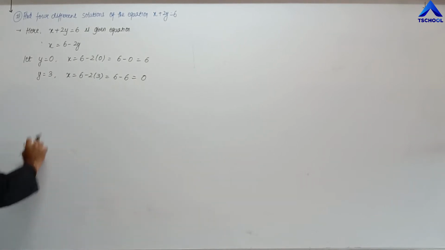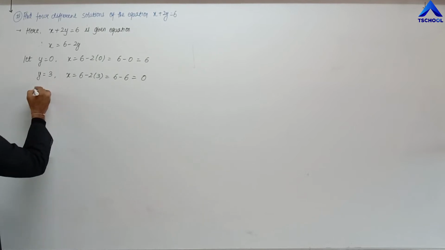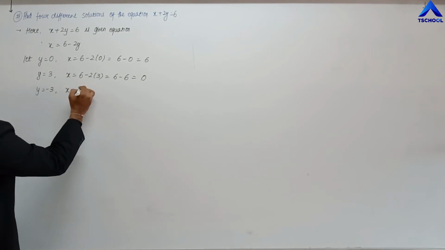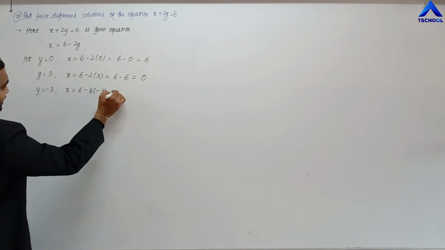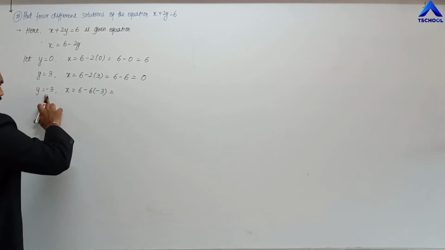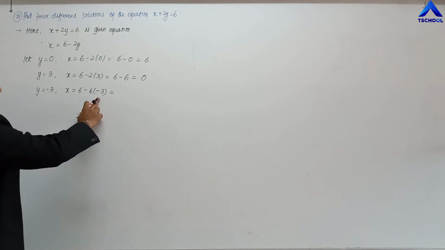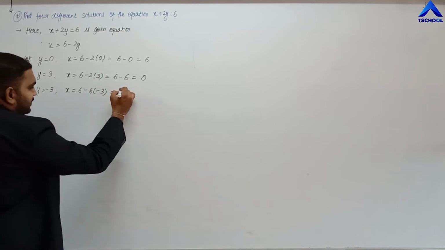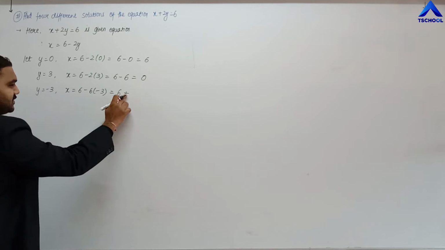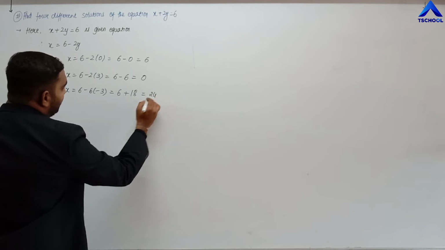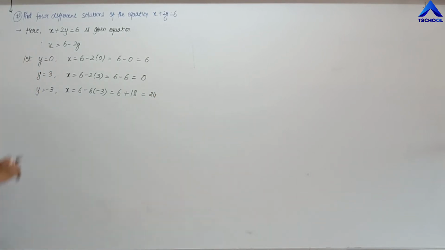Okay, so that is 0 when we took y equals 3. Now let me take y equals minus 3. So that will be x equals 6 minus 6 into minus 3, right? See friends, as I said, you can take the negative values also. So in place of y we put y equals minus 3 here in the given equation. So friends, minus into minus is plus, and 6 into 3 is 18. So 18 plus 6, that is 24. So when we take y equals minus 3, we get x equals 24.